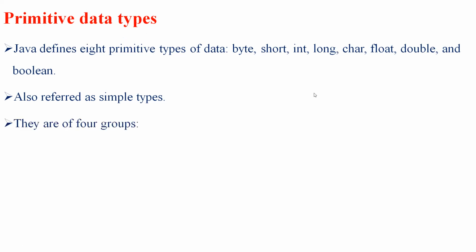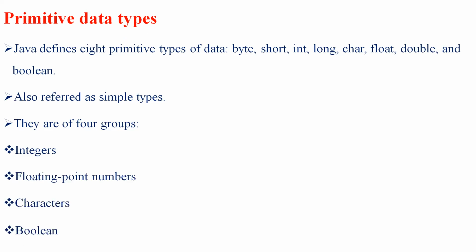These 8 primitive data types are categorized under 4 different groups: integer data types, floating point data types, character data types, and boolean data types. So these 8 primitive data types are categorized using these 4 groups. Let's discuss each type of data type in detail.